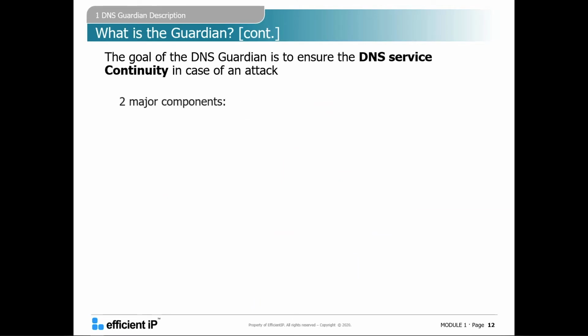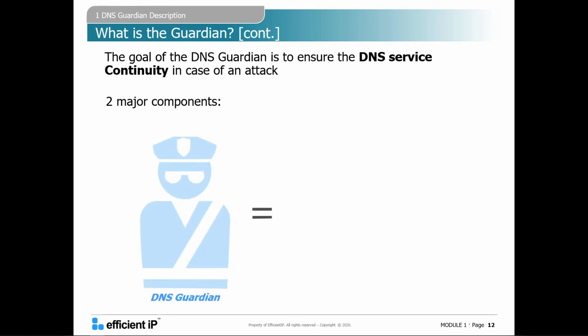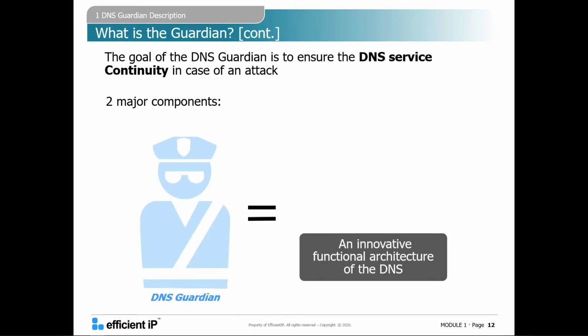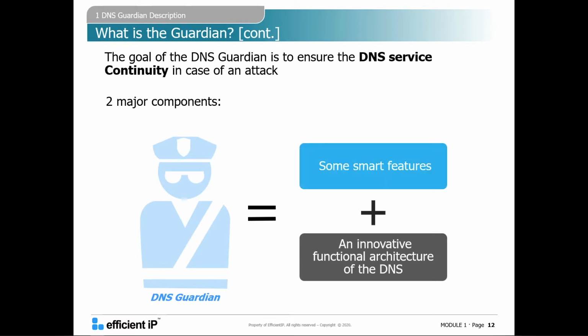So what is the Guardian? The ultimate goal of DNS Guardian is to ensure the DNS service continues to provide its services even if it's under attack. It basically adds a layer in front of the DNS service, which in this case is running BIND or Unbound. It acts as a layer between the traffic that's coming in and the DNS services.